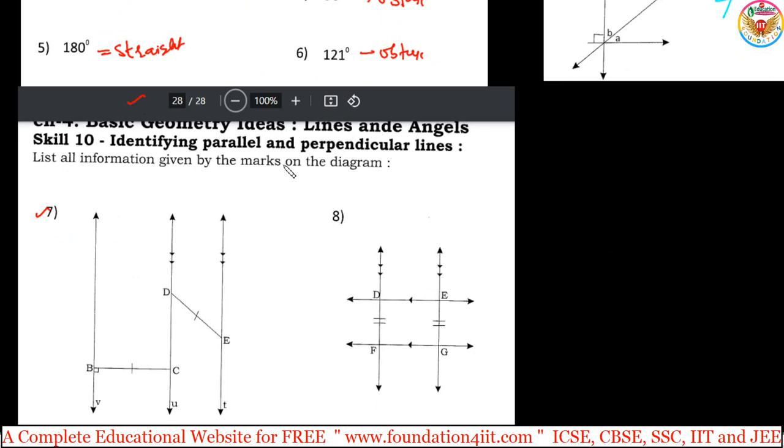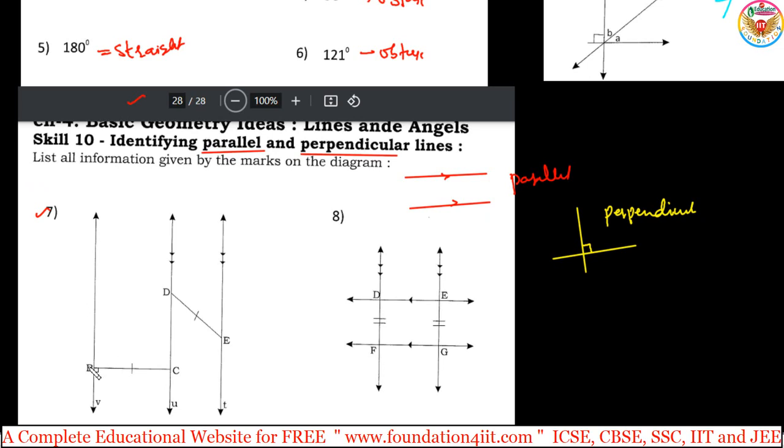Identify parallel and perpendicular lines. Whenever the distance between two lines is the same throughout, those are parallel. And perpendicular, if one line is exactly perpendicular, the angle between them is 90 degrees. This is perpendicular. Okay, these lines. Now just identify here.